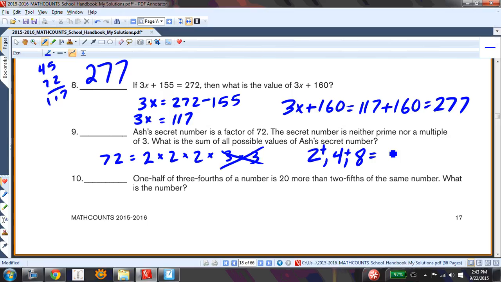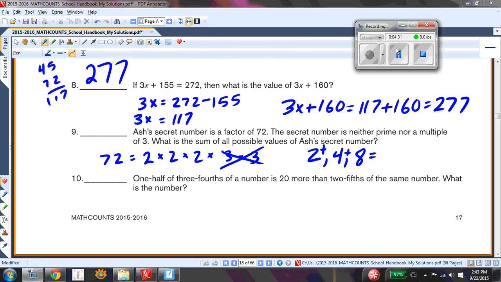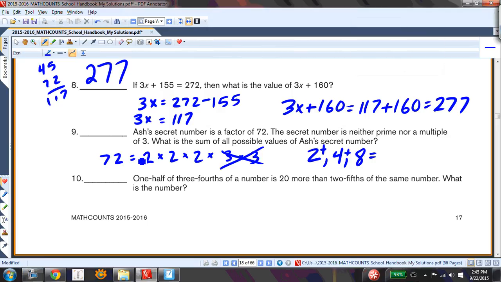Hold on, let's see. I don't think that's right. I'm going to pause here for just a second. Okay, yeah, of course. I'm sorry, I made a mistake here. I forgot that 1 is a factor as well, and that's not a prime number, and 2 is a prime number, in fact. So my 3 values here are 1, 4, and 8, which add up to 13.